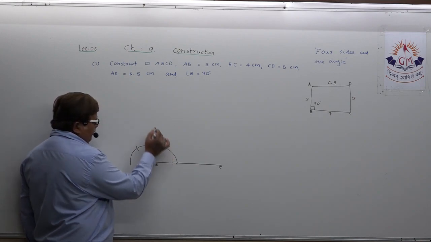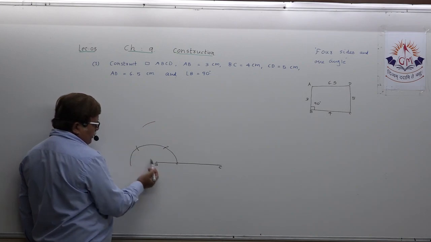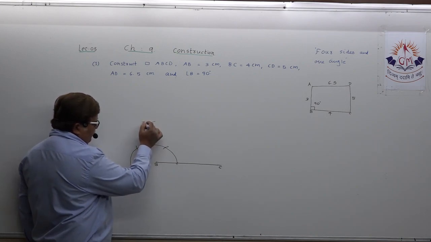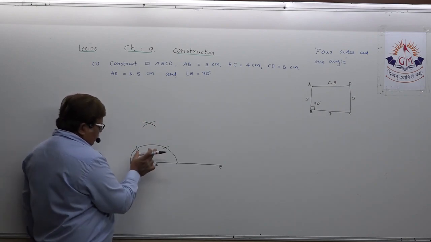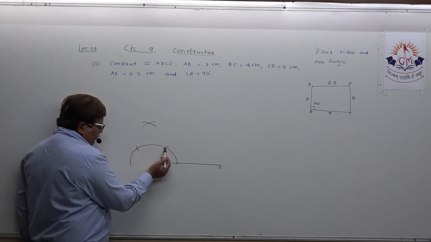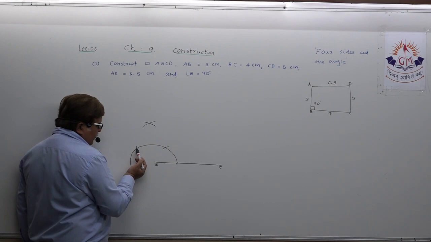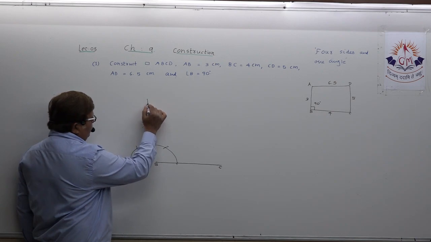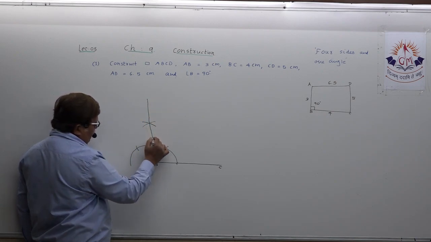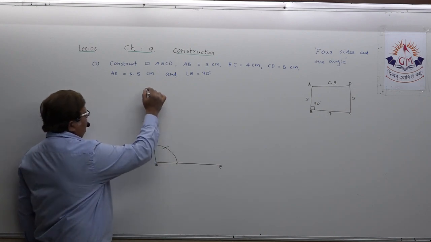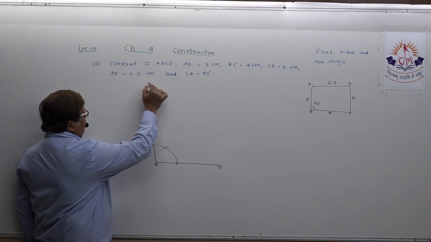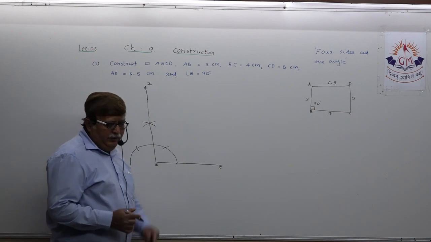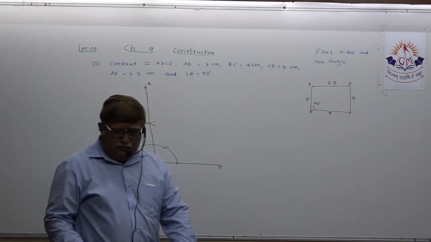Now center your compass here and draw one arc. Then center your compass here and draw another arc. Two arcs from here. One from, to be more precise, one from 60 degree and one from 120 degree. And now you just draw a ray passing through this and extend it and say it be x. Is it clear? 90-degree angle has been constructed.